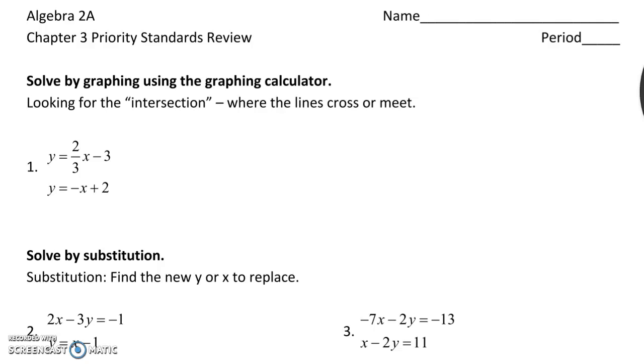All right, so this is a reteaching of Chapter 3, Priority Standard number 1, which is solving systems of equations. The first way that we are going to solve is by graphing, using our graphing calculator. We're going to be looking for the intersection where the lines cross or meet. So we're going to go ahead and solve number 1 first.